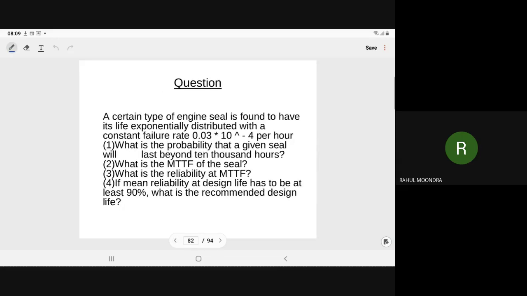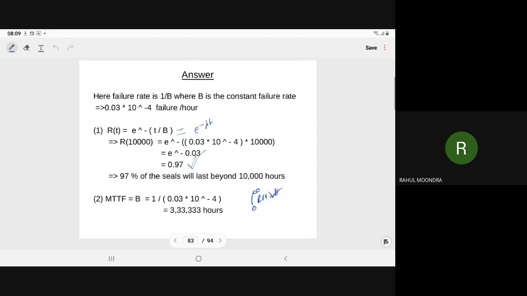Now, part third, what is the reliability at MTTF? When the time to failure follows the exponential distribution, or we have a constant failure rate, then at that time, the reliability at the MTTF, right? You know the value.